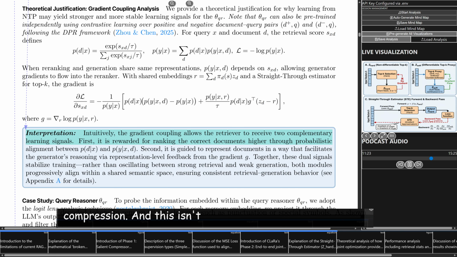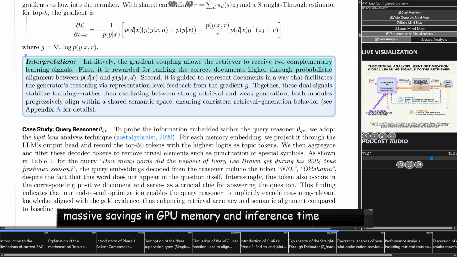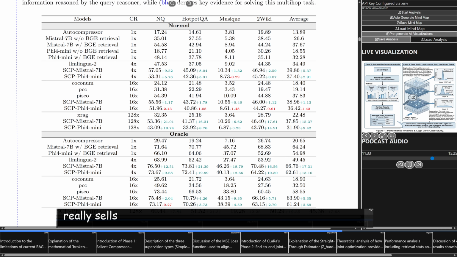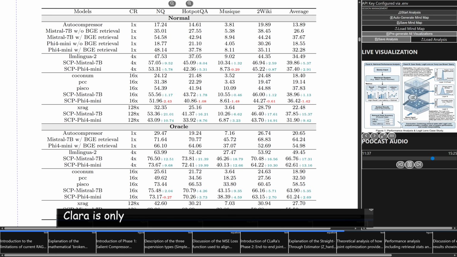And this isn't a small thing. We're talking massive savings in GPU memory and inference time. You get rid of context overflow and you actually boost the quality. It's the best of both worlds. And the thing that really sells this whole idea for me is the retrieval performance itself. CLaRa is only using that weak supervision from the final generation loss, but it's beating specialized models. It's phenomenal. It often surpasses fully supervised rerankers, like BGE reranker, which are models explicitly trained on human-labeled data of what's relevant and what's not.